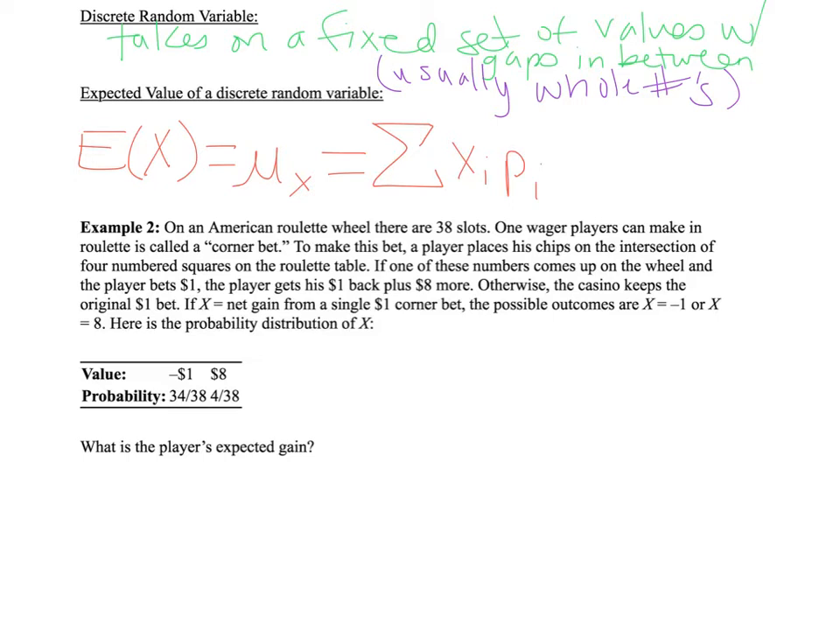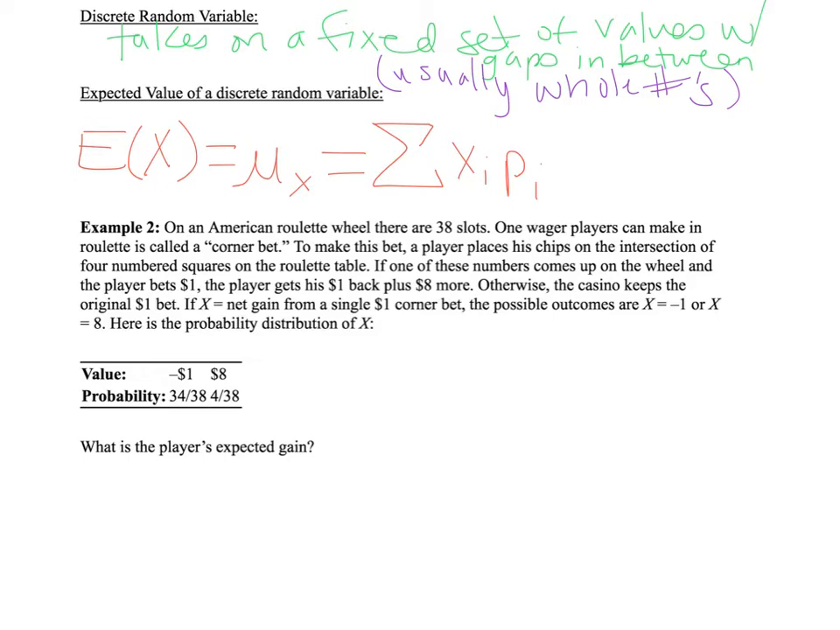For example number 2, you'll find a lot of the expected value problems have to do with gambling, because that is where they use expected value a lot to calculate the amount that they pay out. In this one, it's talking about a roulette wheel. There are 38 slots on it. The players can make what's called a corner bet, and on the table they have squares listed out that you can put your bet on, and you put it on the intersection of 4 squares.